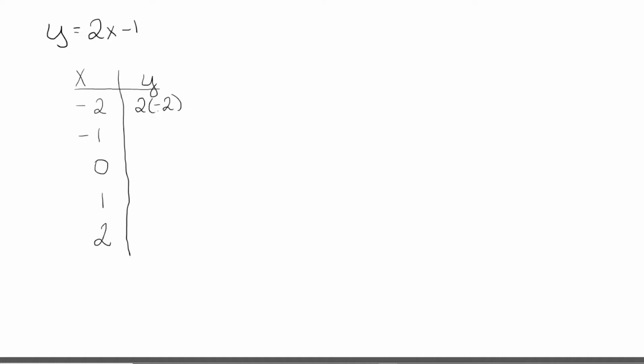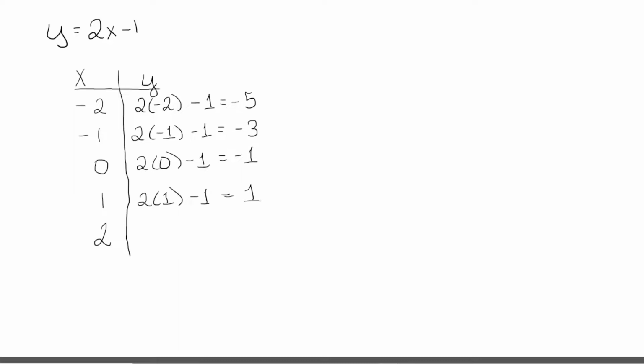Plugging in x, I have 2 times -2 minus 1, which would be -5. For my next value, 2 times -1 minus 1, that's -3. 2 times 0 minus 1 is -1. 2 times 1 minus 1 is +1. And 2 times 2 minus 1 is 3.